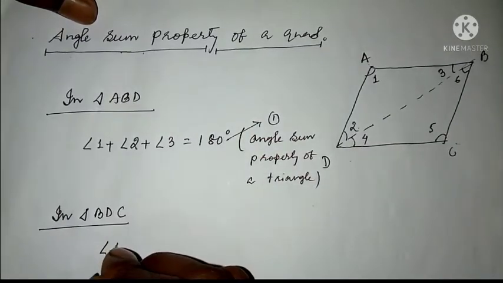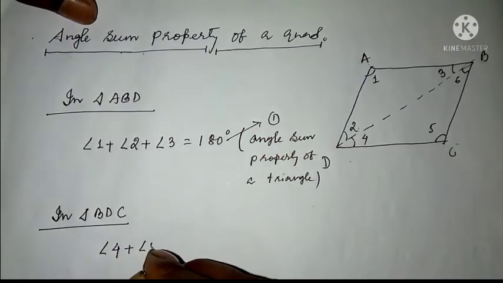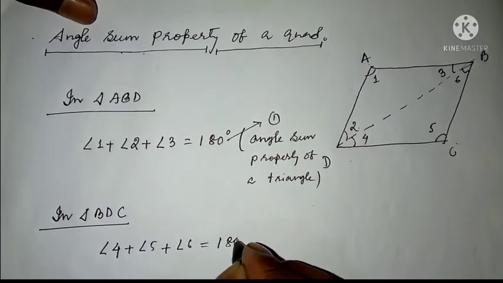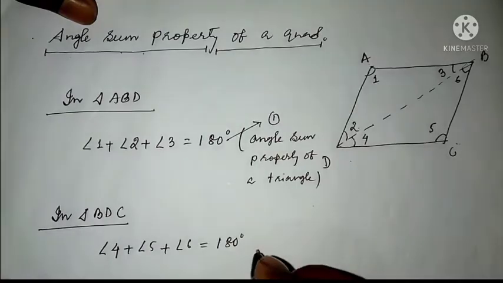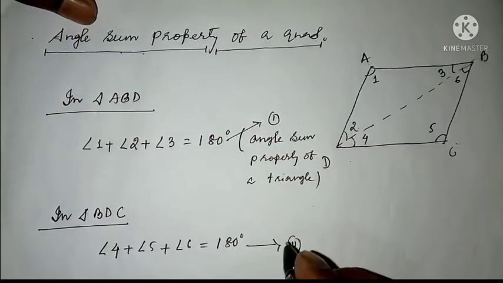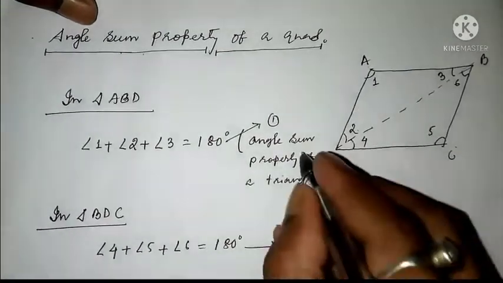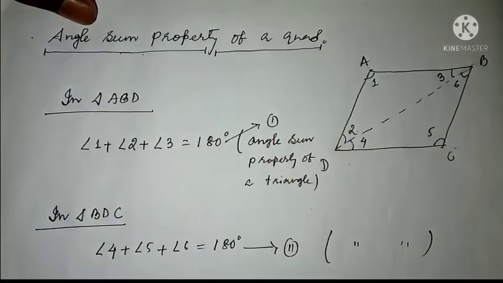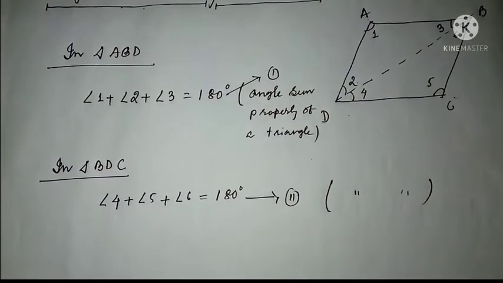You apply the same thing, that is your 4, that is your 5, the next is your 6. So this is again your 180 degrees. Okay, this will be our equation number 2. So within the bracket you write the same reason here also. The reason will be the same angle sum property of a triangle.